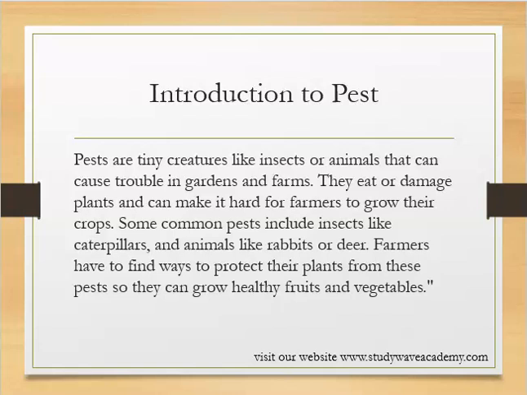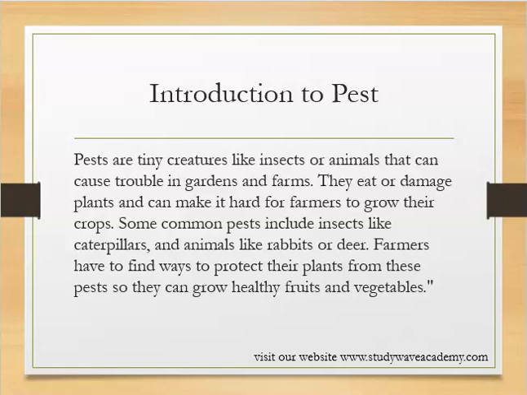So pests, we said, are tiny creatures like insects or animals that can cause trouble in the gardens and farm. They make your plants not grow properly. That is what we mean by pests. They disturb the plants, and the plants won't be able to bear healthy fruits, food, and vegetables for us. They eat or damage the plants and can make it hard for farmers to grow their crops.